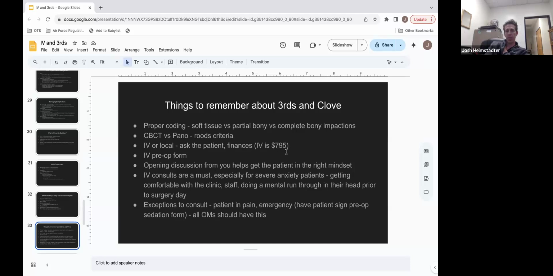The IV pre-op form: if they are coming here without a consult due to pain and emergency, make sure they sign that when they sign their treatment plan at your offices. That is just saying that they understand the conditions of not eating or drinking for 6 hours prior, having an escort, and making sure they're not pregnant if they're female or breastfeeding.